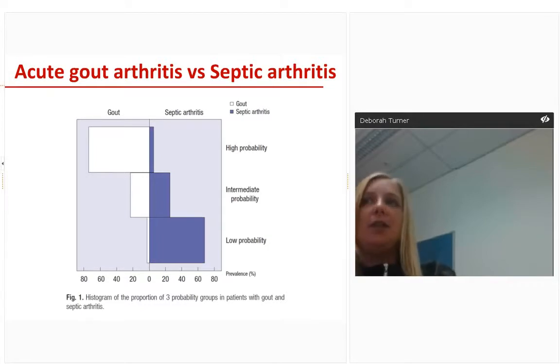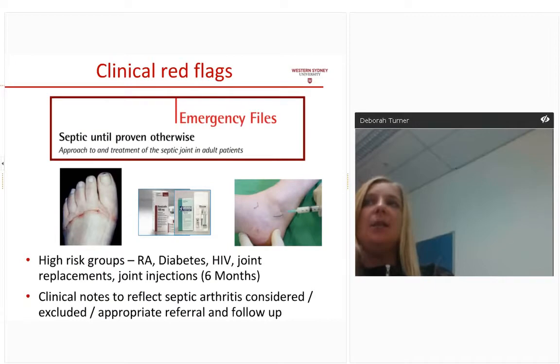In terms of the clinical red flags, we need to consider the real risk of excluding the possibility of septic arthritis in these high-risk groups, including rheumatoid arthritis, diabetes, patients with HIV, joint replacements, and those that have had joint injections in the last 6 months. My guidance would be to always have your clinical notes reflecting the fact that you have considered a septic arthritis, excluded it, and made the appropriate referral or follow-up.